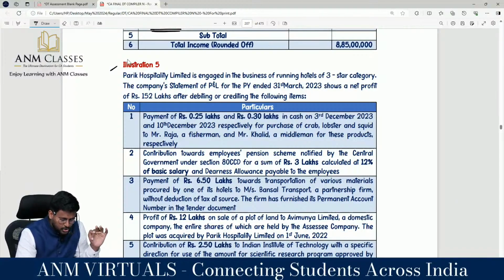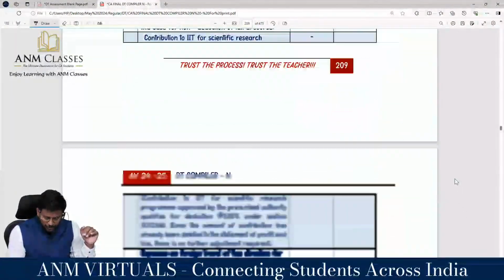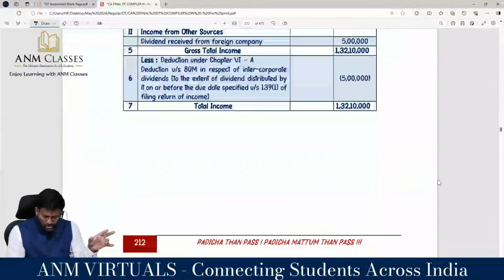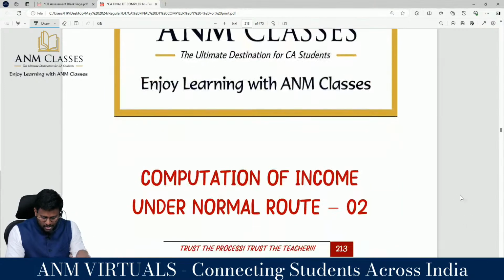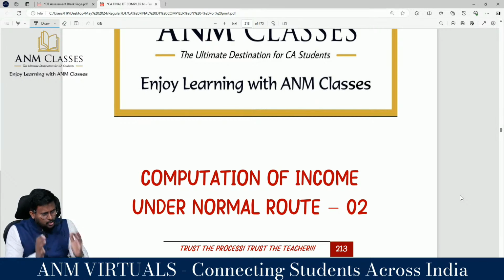I will be doing the last question for the day. Illustration number 5. If you have done illustration number 5, the same length will be there. It is a big question, very big question. Illustration number 5. With that, slot 1 of the computation of normal income comes to an end. In our book itself, 10 questions I have given. In addition to that, I will be doing 10 questions as extra questions.